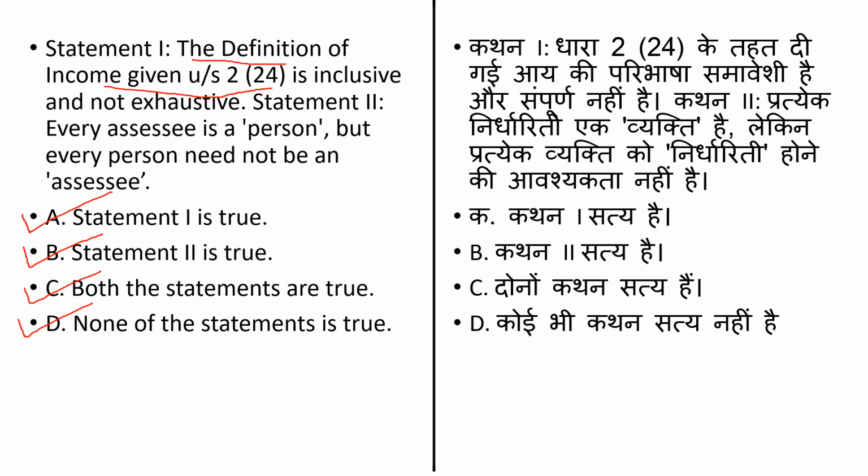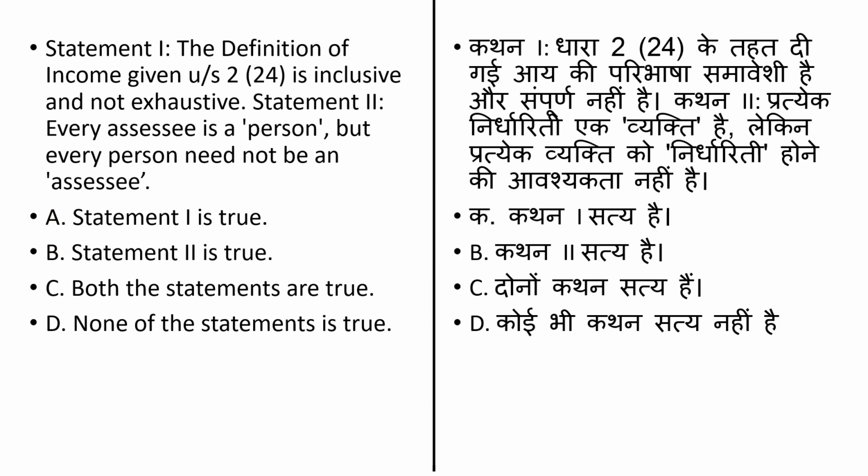For example, if X is an individual and he earned a total income of rupees 2.40 lakh in the previous year, here X is a person, but he is not the assessee because his total income is less than the maximum exemption limit, that is 2.50 lakh, and no tax or any other sum is due from him.